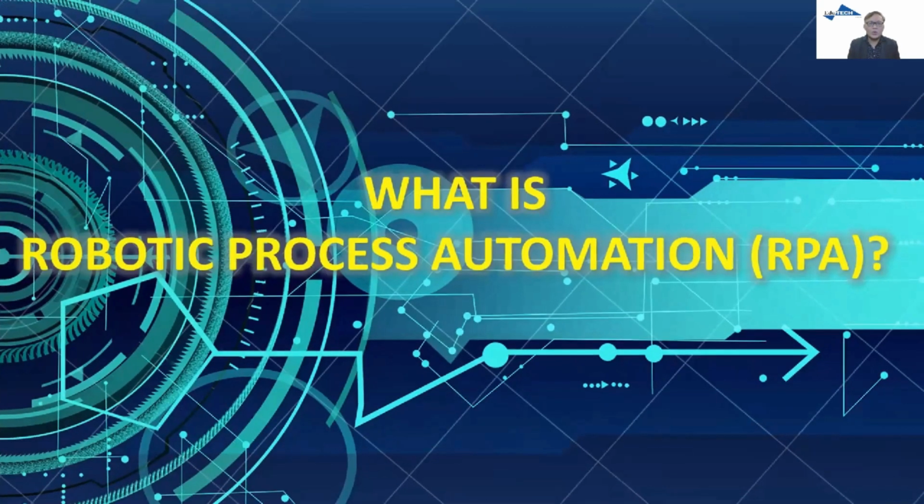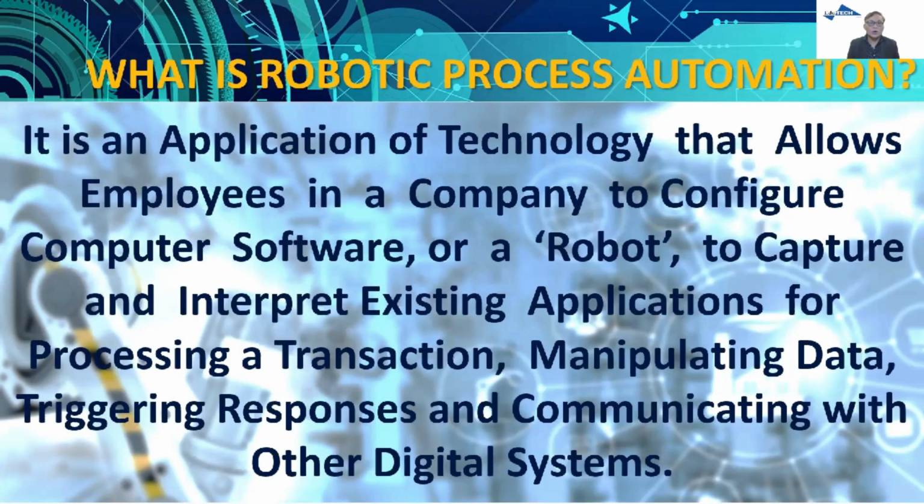So the question is, what is robotic process automation, or RPA? RPA is an application of technology that allows employees in a company to configure computer software, or a robot, to capture and interpret existing applications for processing a transaction, manipulating data, triggering responses, and communicating with other digital systems. So it is software that will be incorporated into your existing software application. And that is what you call robotic process automation.